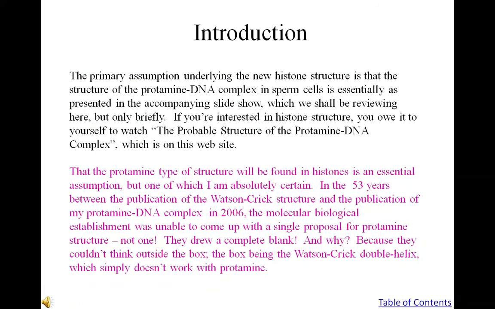That the protamine type of structure will be found in histones is an essential assumption, but one of which I am absolutely certain. In the 53 years between the publication of the Watson-Crick structure and the publication of my protamine DNA complex in 2006, the molecular biological establishment was unable to come up with a single proposal for protamine structure. Not one. They drew a complete blank. And why? Because they couldn't think outside the box. The box being the Watson-Crick double helix, which simply doesn't work with protamine.